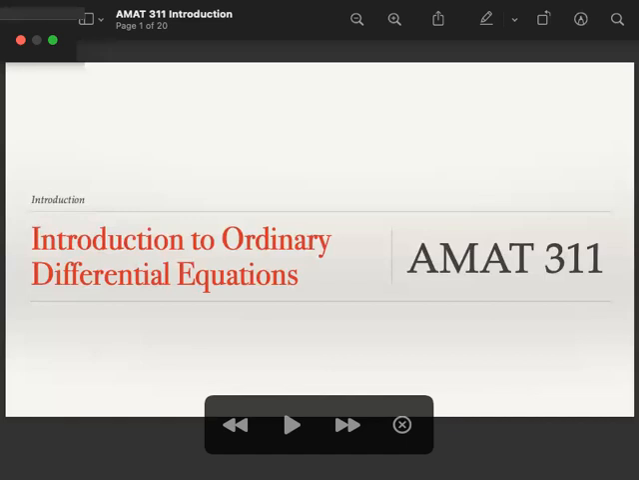We'll also define ordinary differential equations. We'll see what is the standard form of an ordinary differential equation, how to write it in standard form, and what is and what is not an ordinary differential equation.